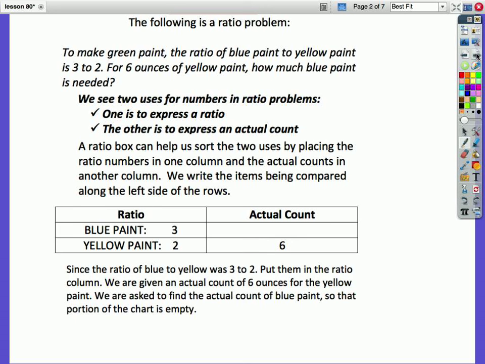Since the ratio of blue to yellow is 3 to 2, put them in the ratio column. Like I said, we have 6 ounces for the yellow paint in the actual count. And we want to find the count of blue paint, so that portion of the chart is empty.